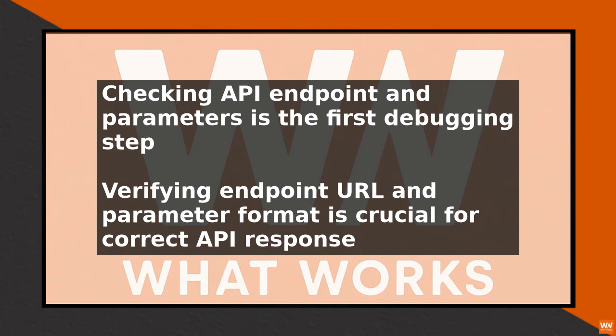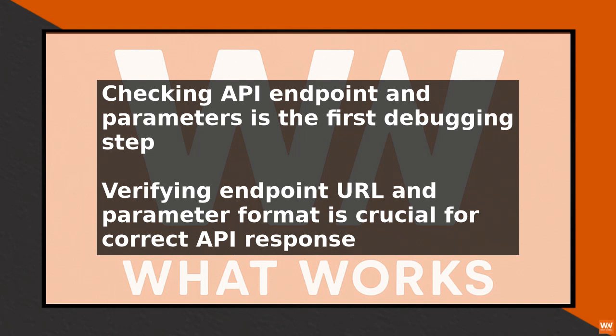Another crucial step is to check the API response payload. The payload contains the actual data returned by the API. Verify that the payload is in the correct format and contains the expected data. You can use a JSON parser to parse the response payload and verify its contents.